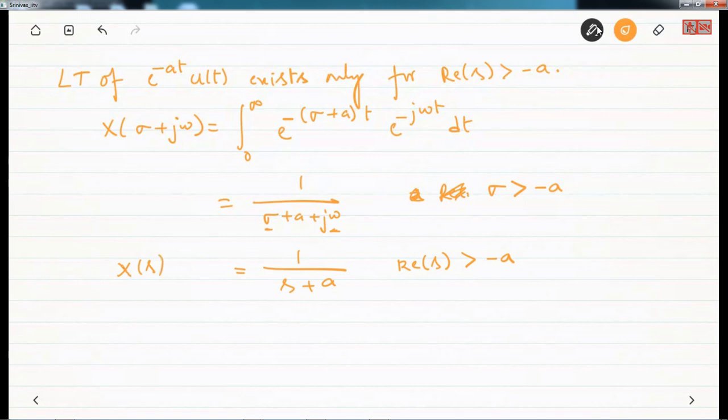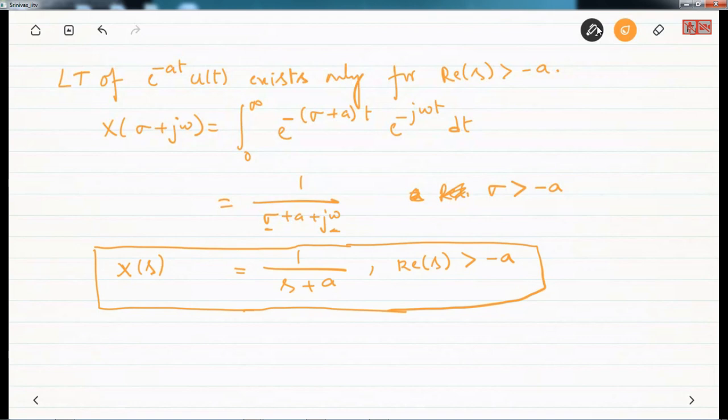We are moving back and forth between s and s equal to sigma plus j omega. In some cases we are simply writing it as s, in some cases in place of s we are putting sigma plus j omega, right? So the Laplace transform of e power minus a t u of t is given by this, but it exists along with the condition that real part of s is greater than minus a. If real part of s is not greater than minus a, then the Laplace transform does not exist. It simply becomes infinity, and that becomes meaningless. We cannot say that the Laplace transform is infinity. We should say where it converges to some finite value and state that finite value. Right?